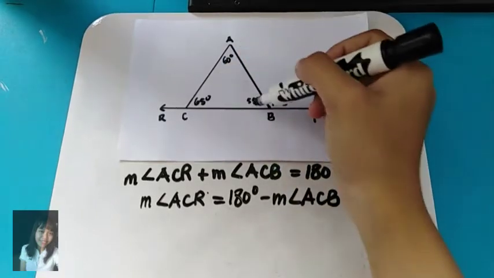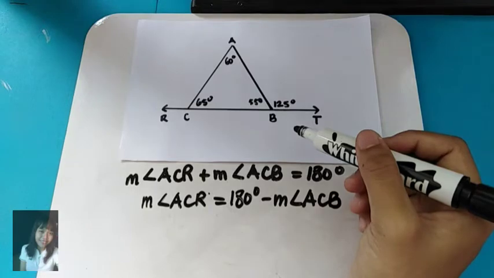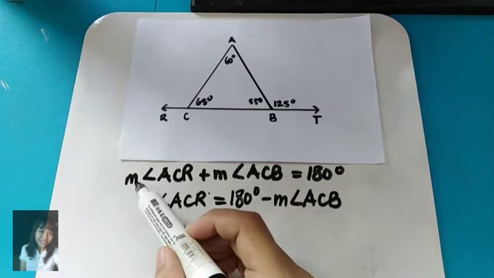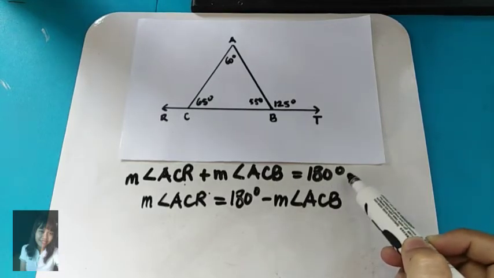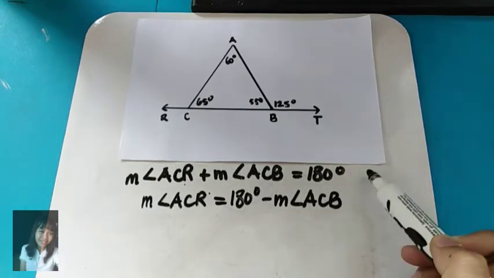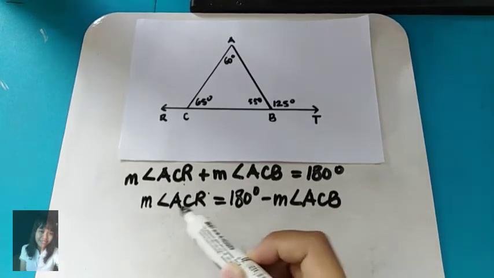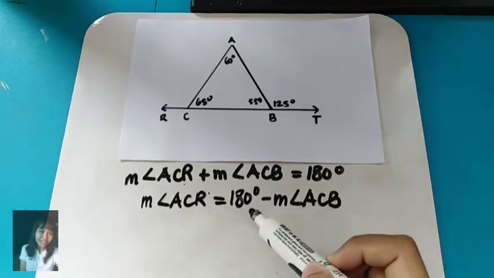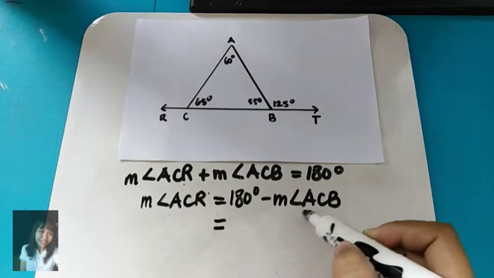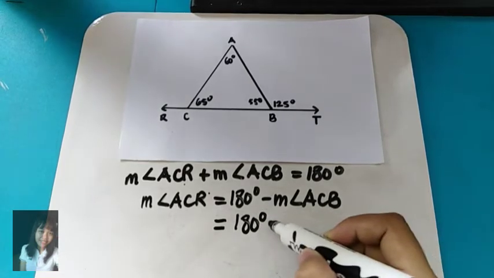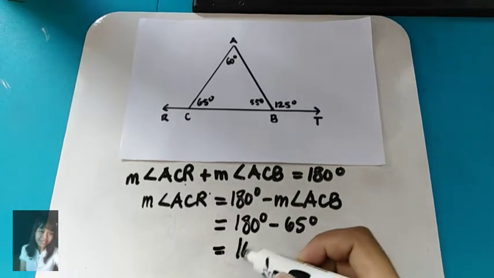Since angle ACD and angle ACR are linear pairs and linear pairs are supplementary, we can now find the measure of angle ACR. We have measure of angle ACR plus measure of angle ACB is equal to 180 degrees. Adding the inverse of measure of angle ACB to both sides, so that we can have the measure of angle ACR. So our new formula is measure of angle ACR is equal to 180 degrees less measure of angle ACB. Substituting the value of measure of angle ACB, we have 180 degrees less 65 degrees. Therefore, the measure of angle ACR is equal to 115 degrees.